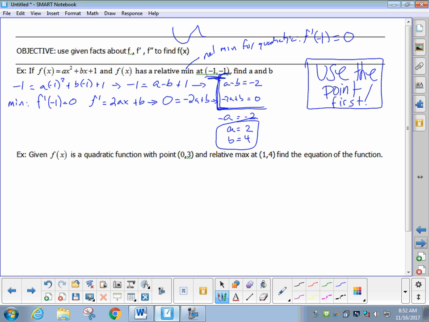Try this one after I've got you started, okay? This is the one that students get most troubled with in the future. It's because they're giving you a fact that isn't used. Given f of x is a quadratic function with point (0, 3) and a relative max at (1, 4), find the equation of the function. Very nebulous. It's not really, here's the equation, boom, slap you in the face with it. It's kind of hidden in there. This is really the hidden part.